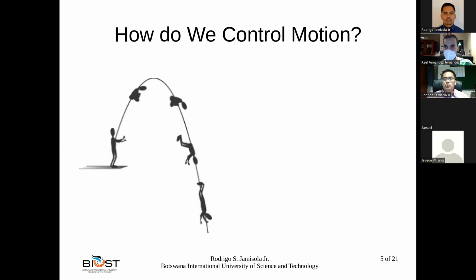But in robotics, we want to control motion. We don't want to be subjected to all physical laws. Maybe sometimes you want to, but most of the time we want to control our motion, so that we can even defy the forces of gravity, or we can defy the forces of nature. So how do we control motion for things that are subjected to forces of nature?